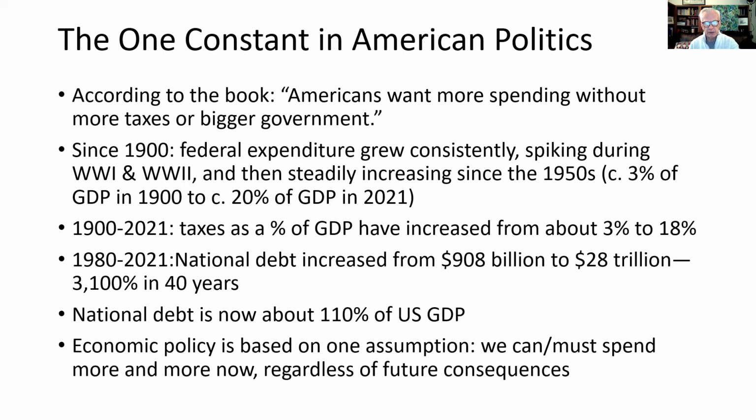Think about this: about 1900, the federal budget consisted of about 3% of the gross domestic product. In that period, it has grown to make up about 20% of the gross domestic product in 2021. Taxes have also increased. Remember that in 1900, there was no federal income tax. That gets initiated with the 16th Amendment in 1913, which created a federal income tax for the first time. Taxes as a percentage of the gross domestic product have increased from about 3% to about 18%.